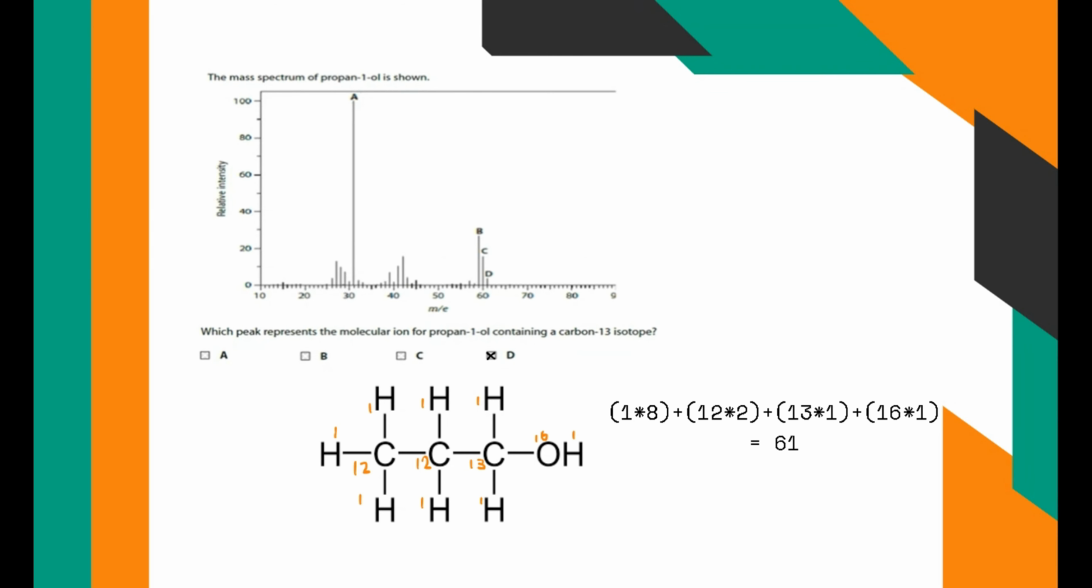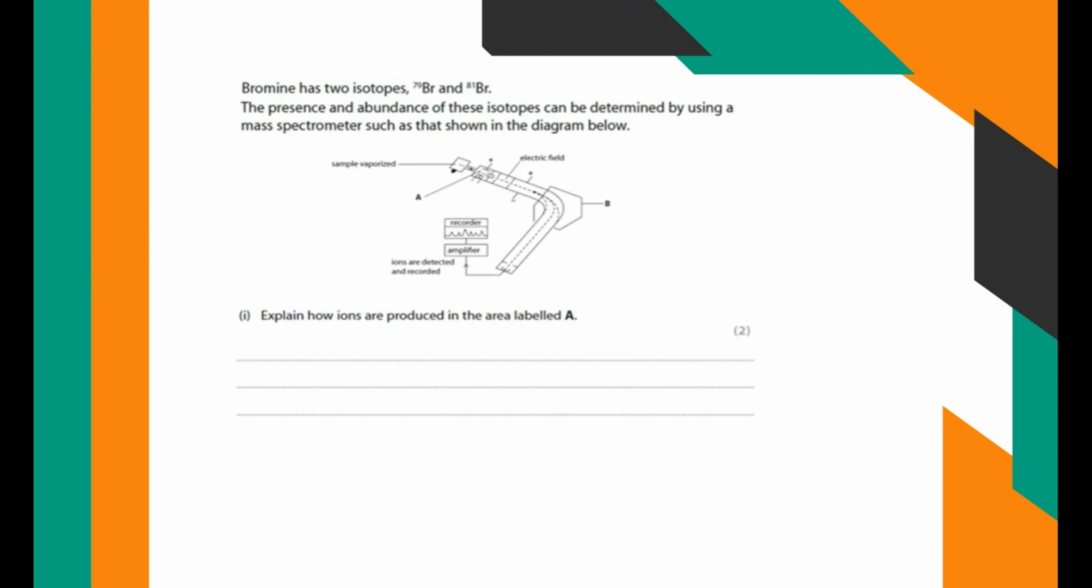Bromine has 2 isotopes, Br79 and Br81. The presence and abundance of these isotopes can be determined by using a mass spectrometer such as that shown in the diagram below. Explain how ions are produced in the area labeled A. So if you remember, the first step of mass spectrometry is ionization. The sample is bombarded with a beam of high energy electrons by the electron gun, which knocks off electrons from our sample.